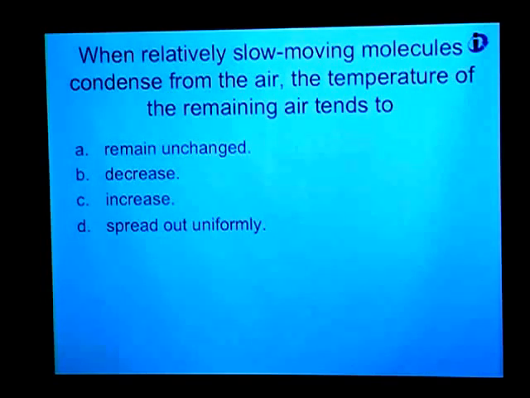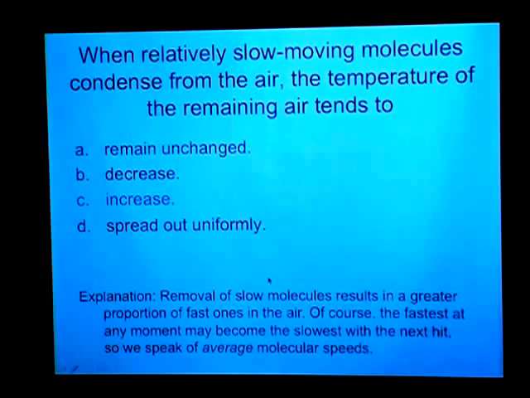Okay, we have 58% on C now. So more of you went to C, which is the correct answer. Relatively slow-moving molecules condense from the air. That means they coalesce. Let's picture they condense on you, so you can relate to it personally. If they do that, who do they leave behind? The faster ones. The cooler ones are the ones that are able to coalesce.